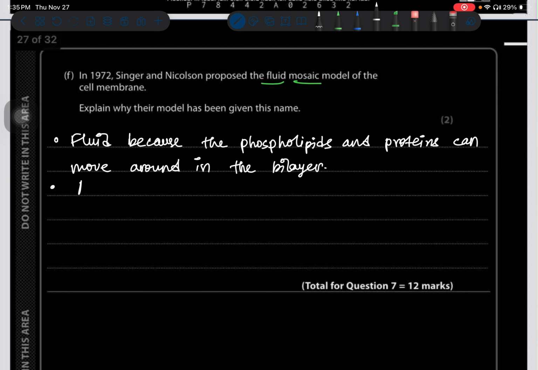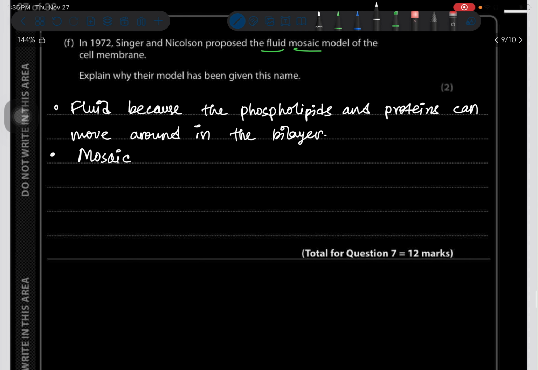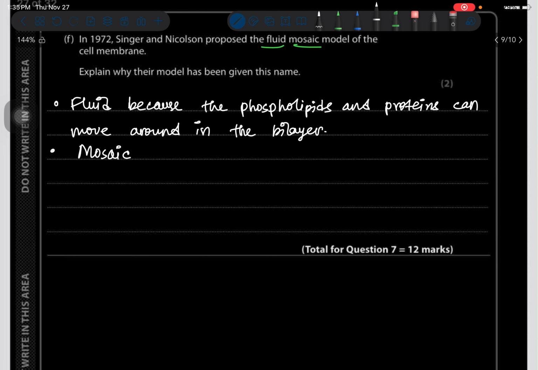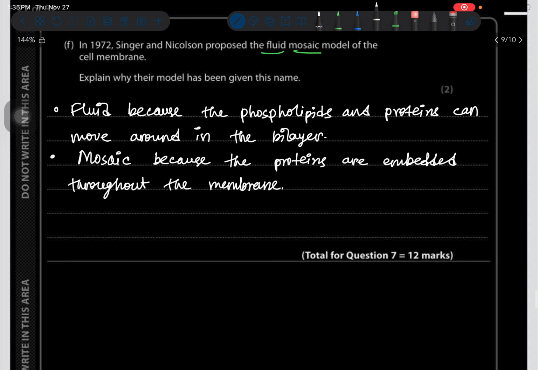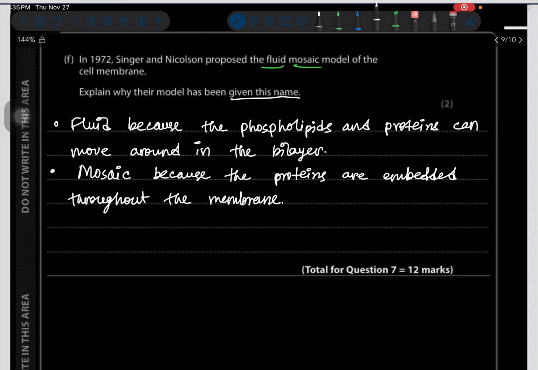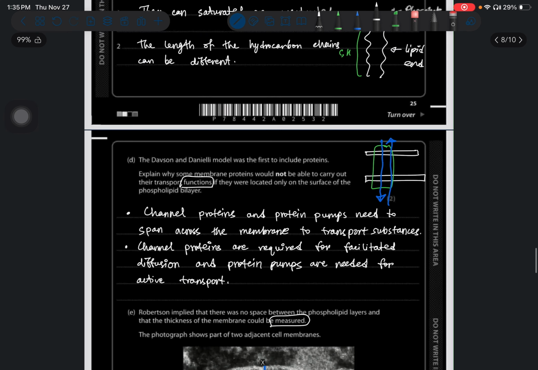And then mosaic. Normally, mosaic is used in floor design, styles, etc. Here it's also the same thing. You have proteins embedded at different places in the membrane, so it looks like a mosaic structure. The mosaic is because the proteins are embedded throughout the membrane. For 2 marks, we've said why this name was given. And that concludes this question.